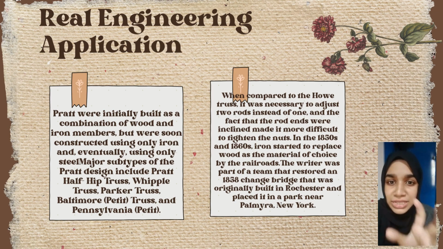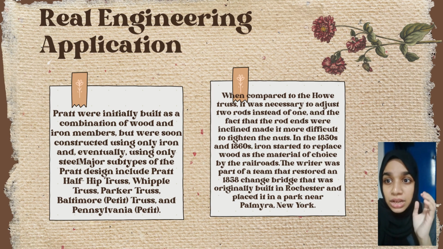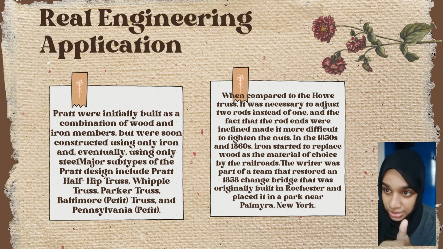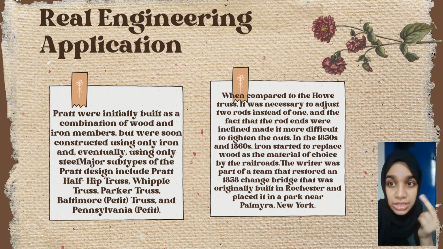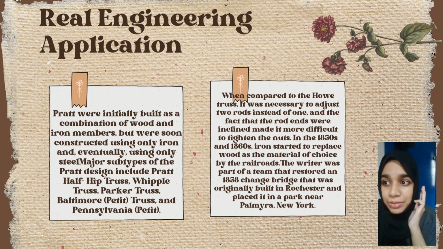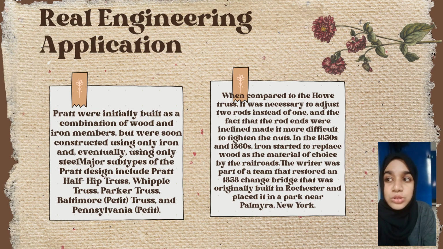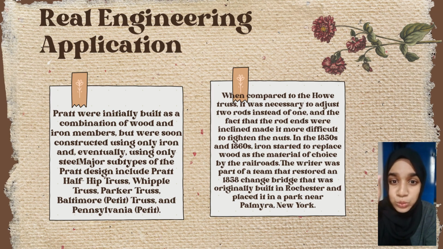For the major subtypes of the Pratt design, we have the Pratt half hip truss, Whipple truss, Parker truss, Baltimore truss, and the Pennsylvania truss, also known as Petit. Not many bridges in wood and iron were built to this pattern.